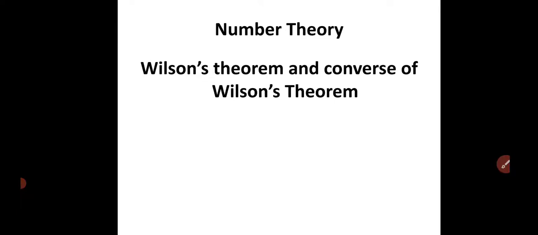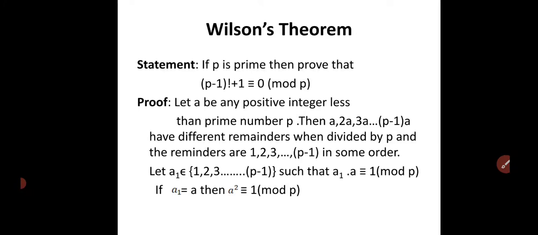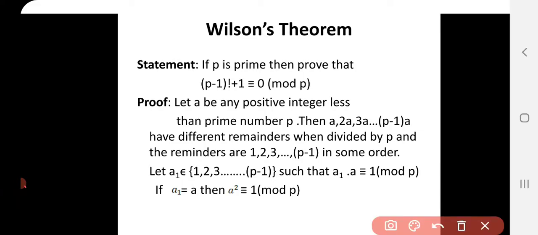In this session, we'll discuss Wilson's theorem and the converse of Wilson's theorem, and we'll solve some examples on it. So let us start with Wilson's theorem. The statement of Wilson's theorem is: if p is prime, then prove that (p minus 1) factorial plus 1 is congruent to 0 mod p.